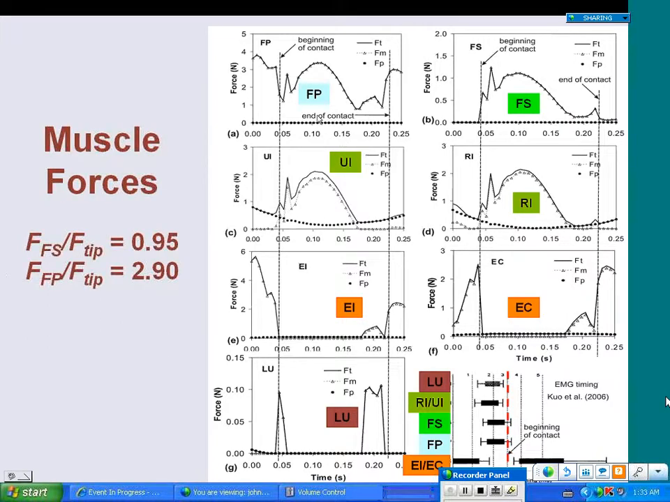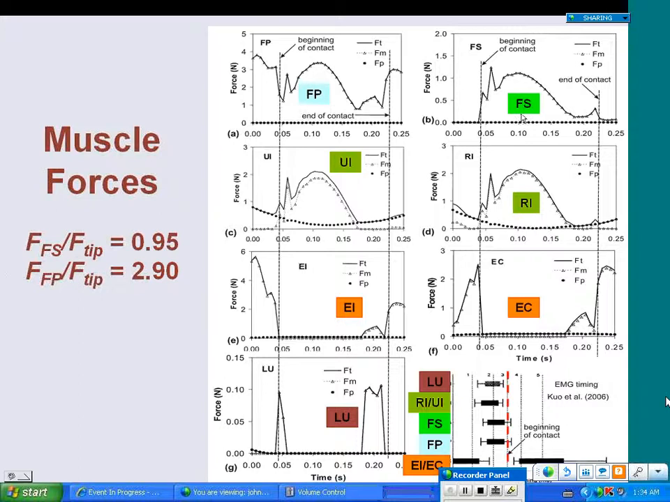So this is a final result figure. We can see here the FP muscle force and FCP are the two predominant ones. Compared to the maximal force at the fingertip, the ratio for the FC muscle is about 0.95, for the FP muscle about 2.9. This data we compare to the published experimental data.